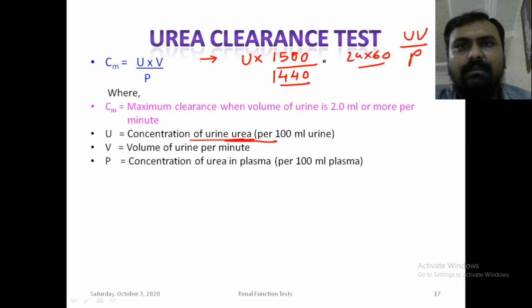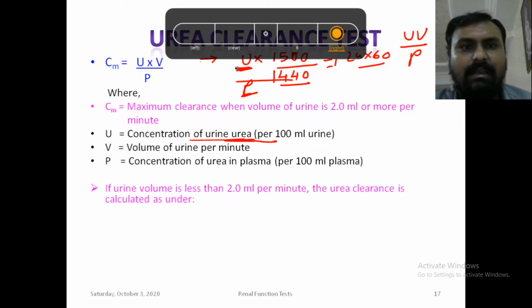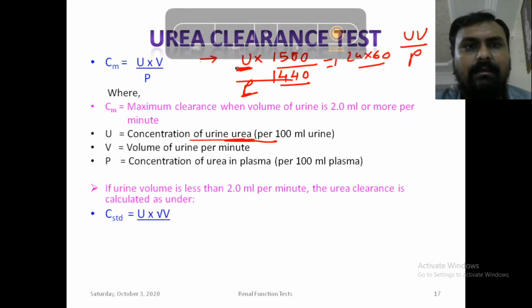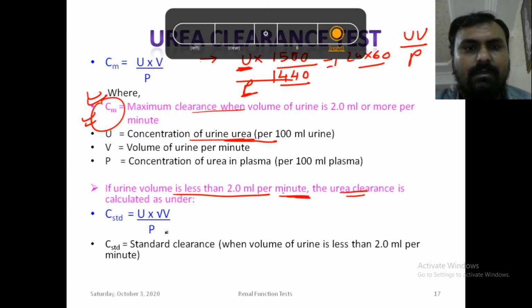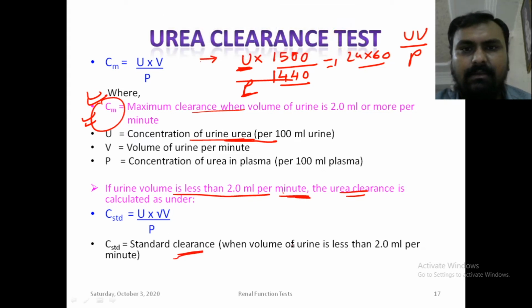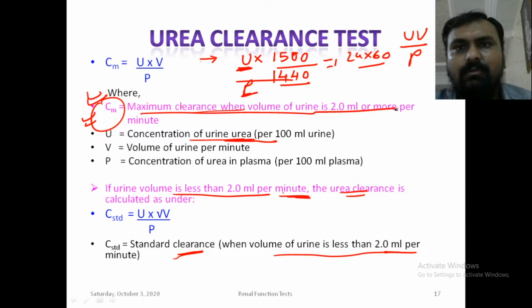So this V is around 1. Okay, and U is the concentration of urea in the urine, divided by P, the concentration of urea in the plasma. So that will give us an idea about the urea clearance. Okay, so standard clearance is used when the volume of urine is less than 2 ml per minute, and maximum clearance when the volume of urine is 2.0 ml or more than that.